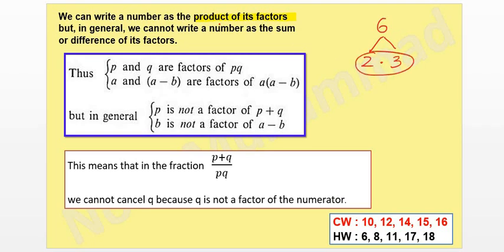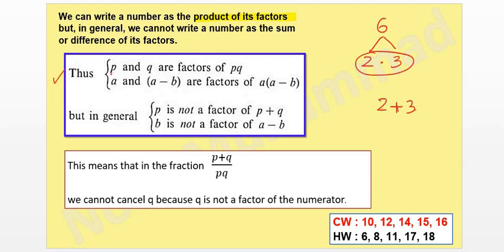So we can write any number as a product of its factors. But in general, we cannot write a number as the sum or difference of its factors. For example, you cannot say 2 plus 3 will give you 6. If it's addition, you cannot say 2 and 3 are factors of 6. Let me explain with the help of this example.